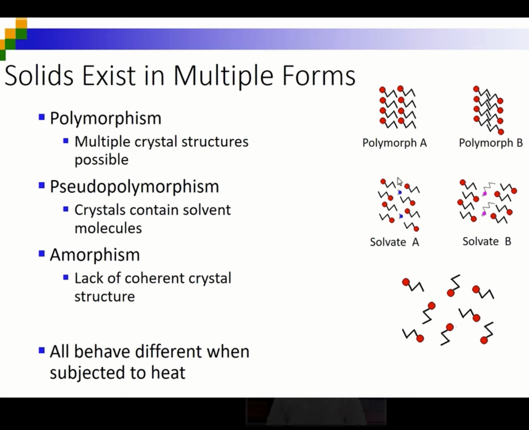Then we have the amorphic solids. Amorphic solids do not have a defined crystal structure. The molecules are just randomly thrown about. Amorphic solids can be thought of as liquids that have a very, very, very high viscosity. Probably the best example of an amorphic solid that you're familiar with is glass.